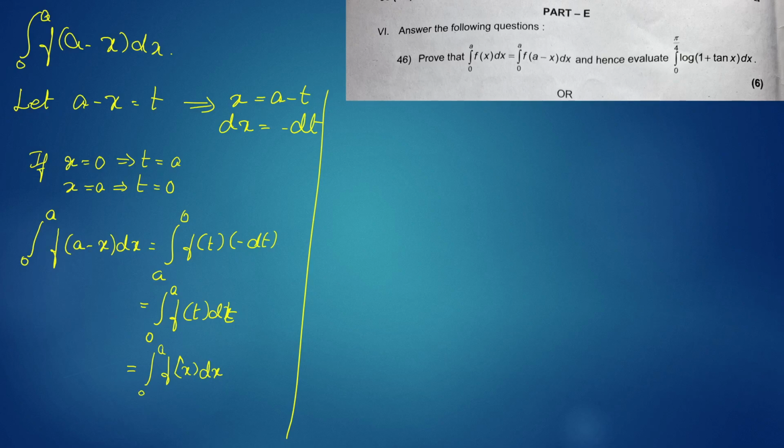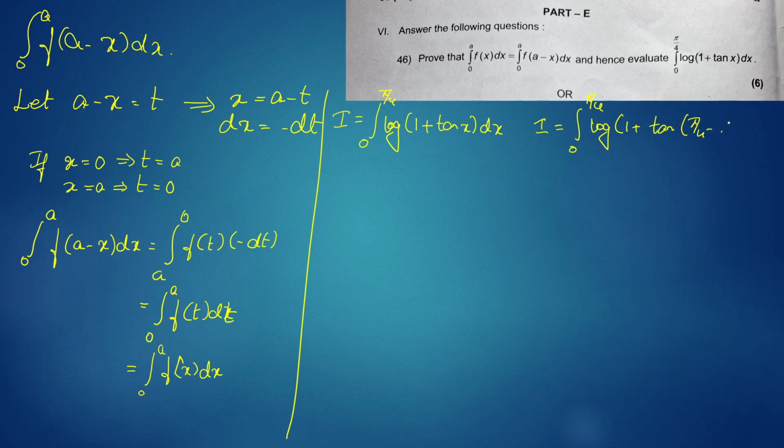Now we have to solve the problem. By using this property, let us consider the given problem as I, that is integral 0 to pi by 4 log of 1 plus tan x into dx. By using the property, this can be written as integral 0 to pi by 4 log of 1 plus tan of pi by 4 minus x into dx.